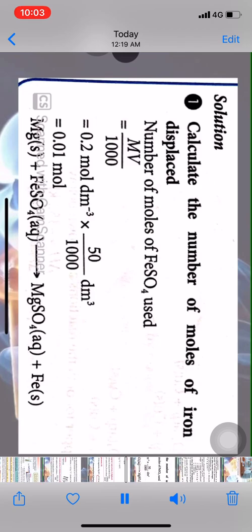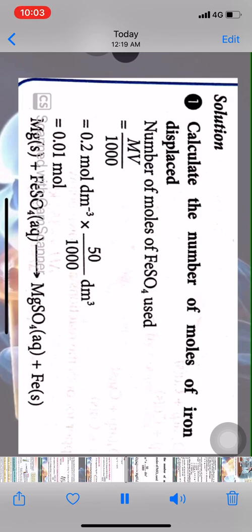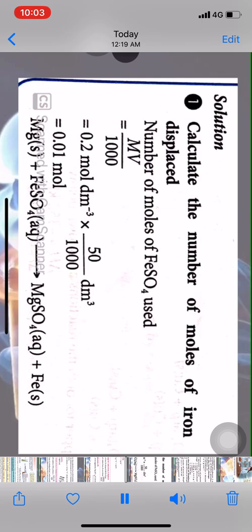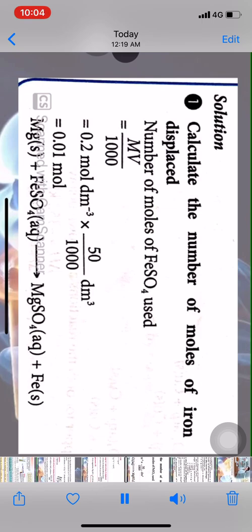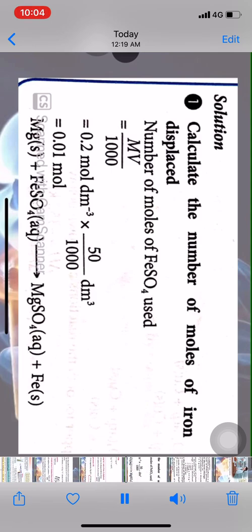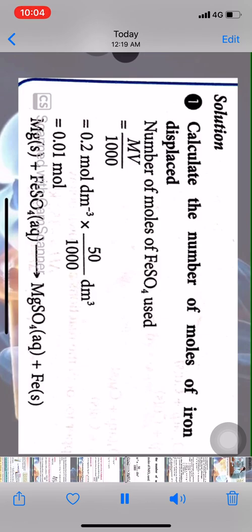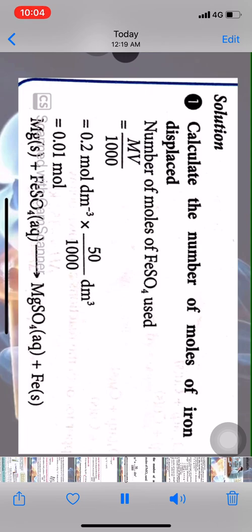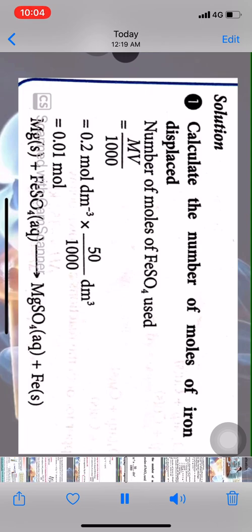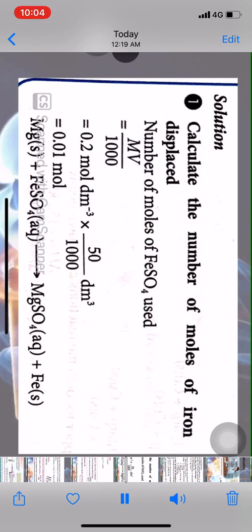Step 1, as usual, please count the number of moles. My advice is it's better for you to write down the chemical equation. If the question doesn't give you the chemical equation, then you write the chemical equation by yourself first. And then the number of moles of iron sulfate used, by using MV per thousand, like usual: 0.2 mol dm-3 times 50 over 1000. So you will get 0.01 mole.